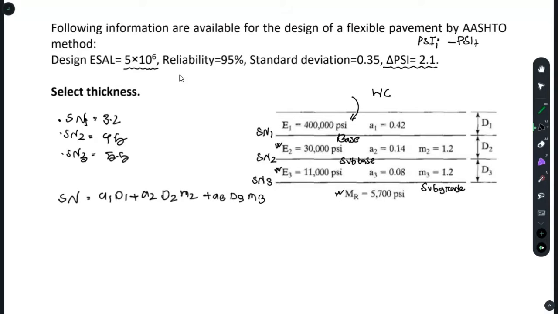Now the interesting part is, what do we mean by M2 and M3? These are drainage coefficients. If the drainage is really good, the coefficient is 1.2, and in our case, the drainage condition on the site was really okay, and it's really fine. So the coefficient is 1.2, and if the drainage condition is really bad, then the coefficient would be 0.4.